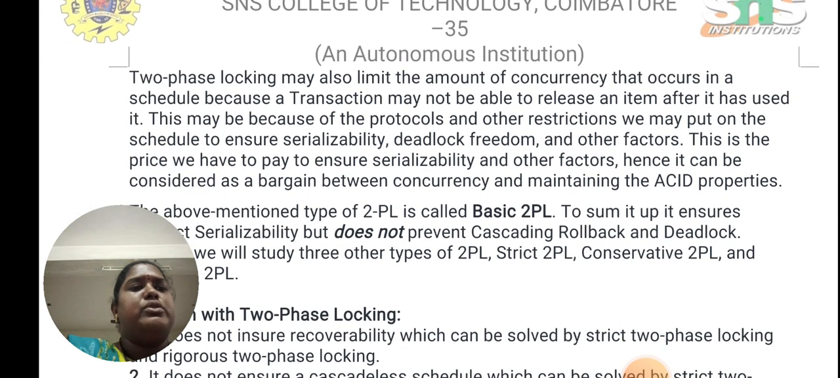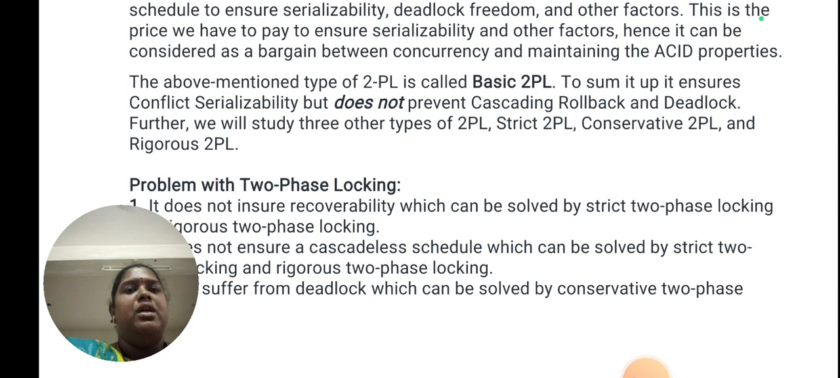Two-phase locking may also limit the amount of concurrency that occurs in the schedules, because transactions may not be able to release an item after it has been used. This may be because of protocols and other restrictions put on the schedules to ensure serializability, deadlock freedom and other factors. This is the price we have to pay to ensure serializability. Hence, it can be considered a bargain between concurrency and maintaining the ACID properties.